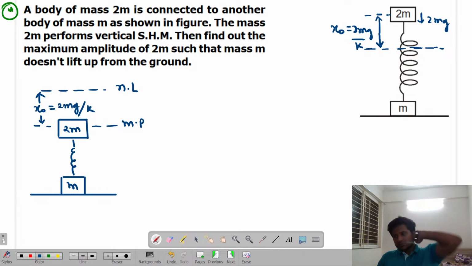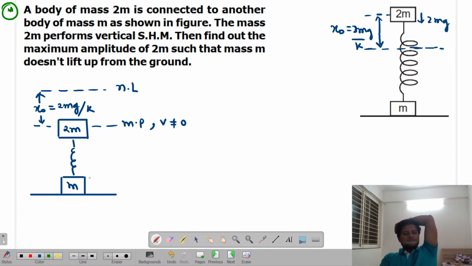Let us just interact, then we can say. Okay, means we know that this velocity is not equal to zero. Let's just remove the concept.